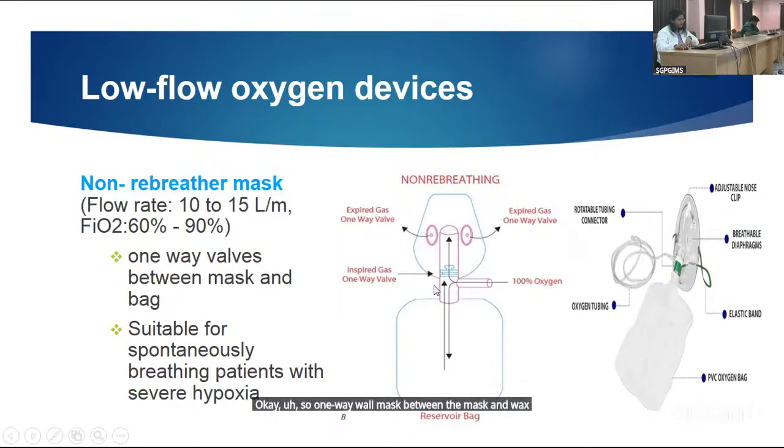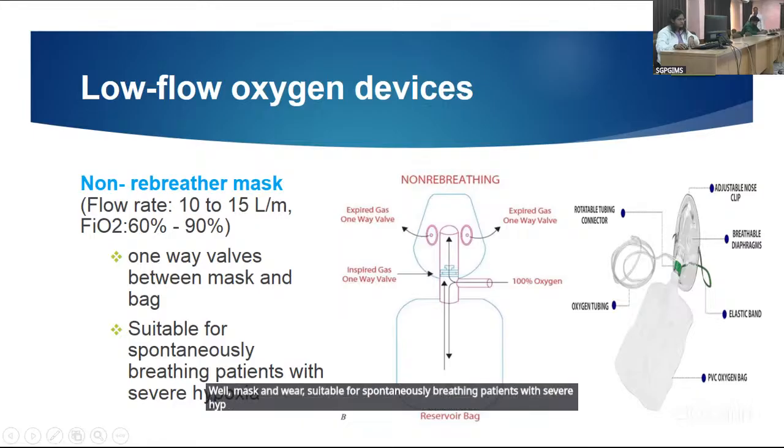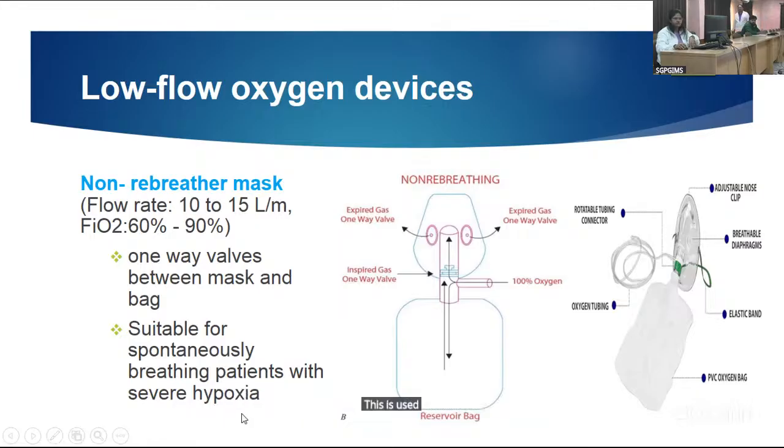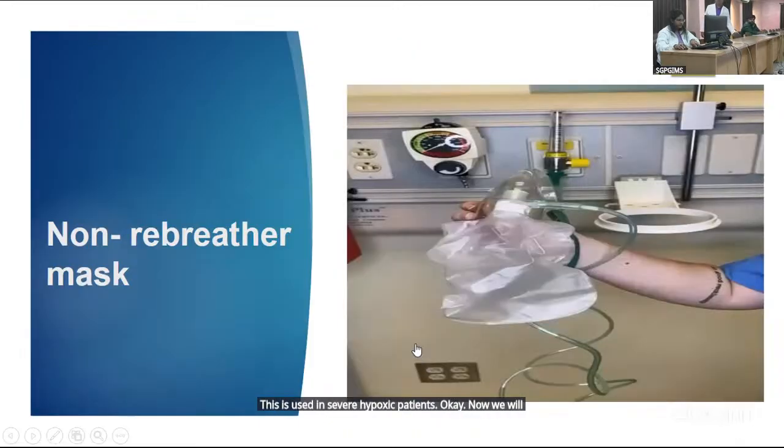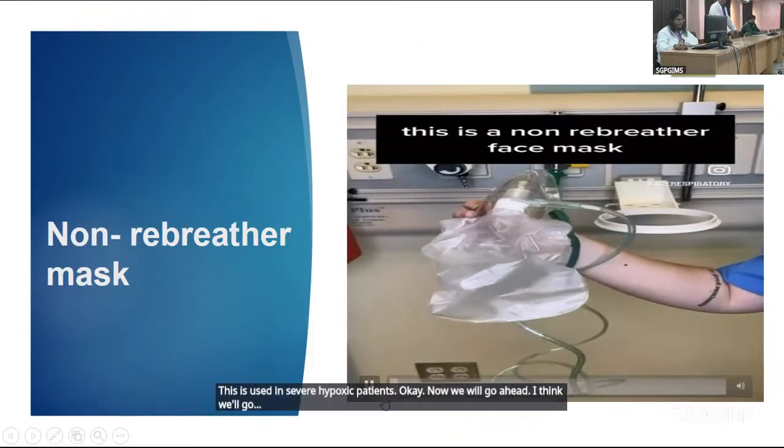This is the one-way mask and bag suitable for spontaneously breathing patients with severe hypoxia. This is used in severe hypoxic patients. Okay. Now we will go. This is a non-rebreather face mask.